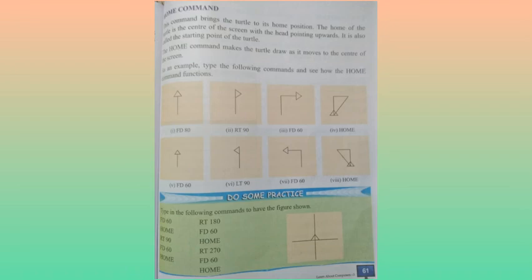For example, we can do a practical. FD 60, then home. RT 90, FD 60, then home. However we type, it will show the figure where the home is and where the turtle started. Okay students, so this is the home command, how to use the home command in our book.